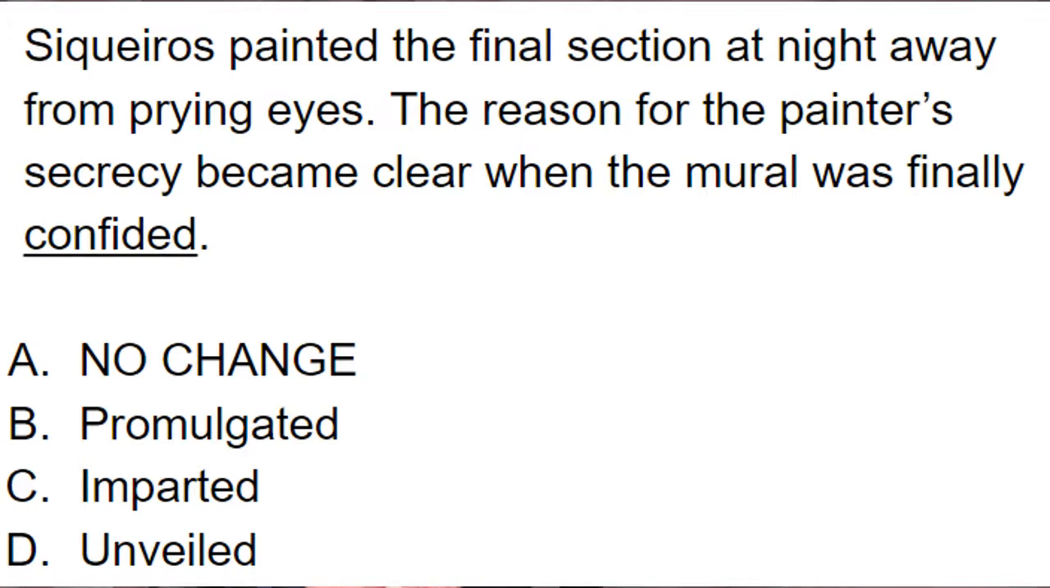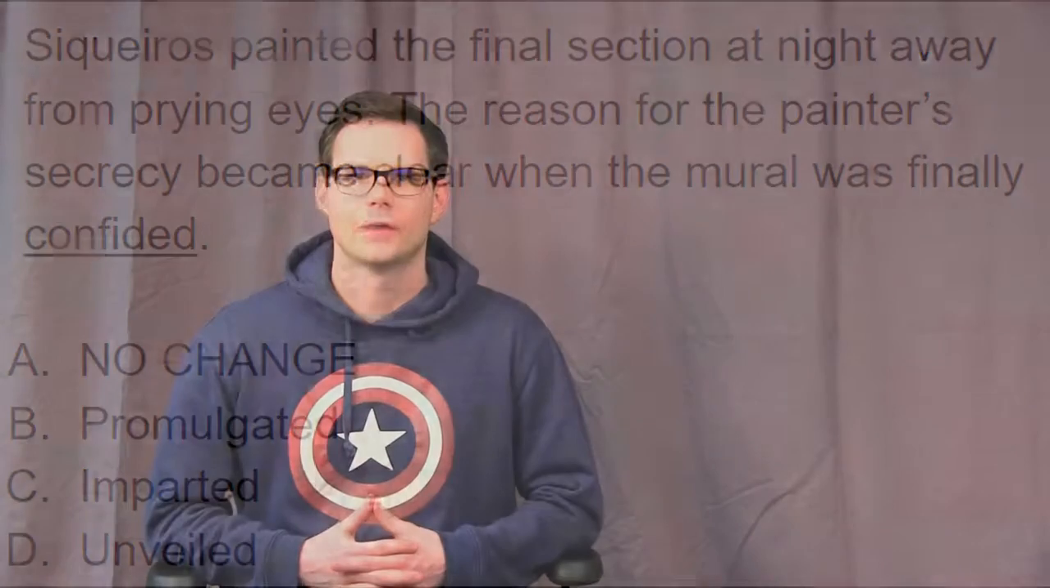Okay, let's take a look at a sample question. Siqueiros painted the final section at night, away from prying eyes. The reason for the painter's secrecy became clear when the mural was finally confided. Option A, no change. Option B, promulgated. Option C, imparted. Or option D, unveiled. As we take a look and see what type of question this is, we can see it's a context question. So we'll use style to help us answer it.